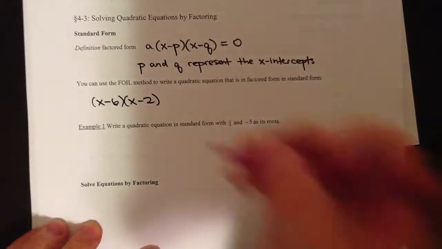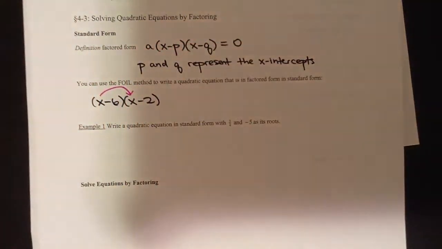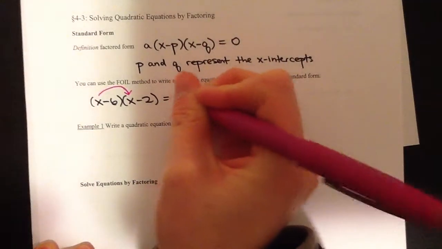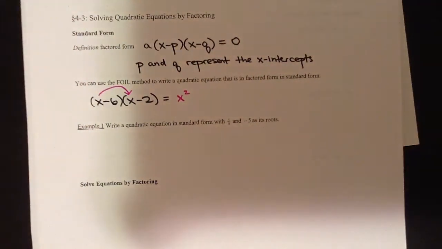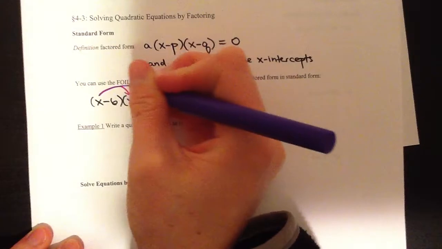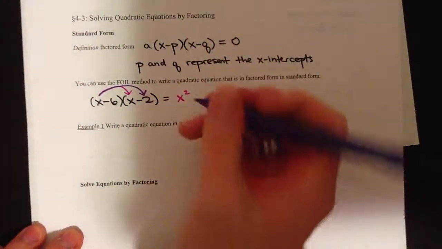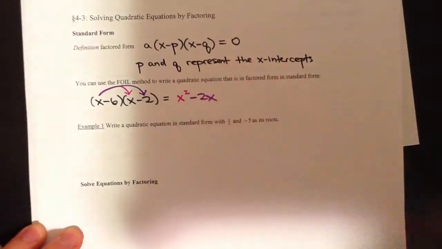So F stands for first. So I multiply the first two values together. I multiply the x times the x. And so we're going to get a little practice with multiplying here. So x times x gives me x squared. Next, I am going to multiply the outside numbers. That's what the O stands for. So I multiply the outside two together. X times negative 2, don't forget about your sign, would be a negative 2x.